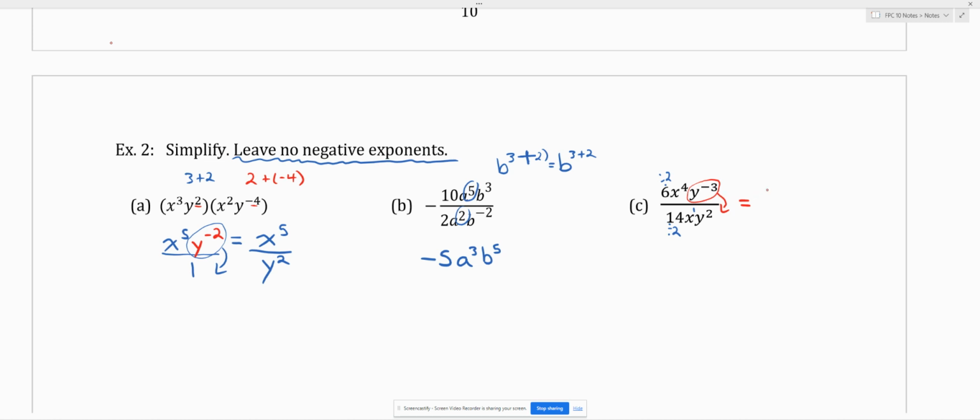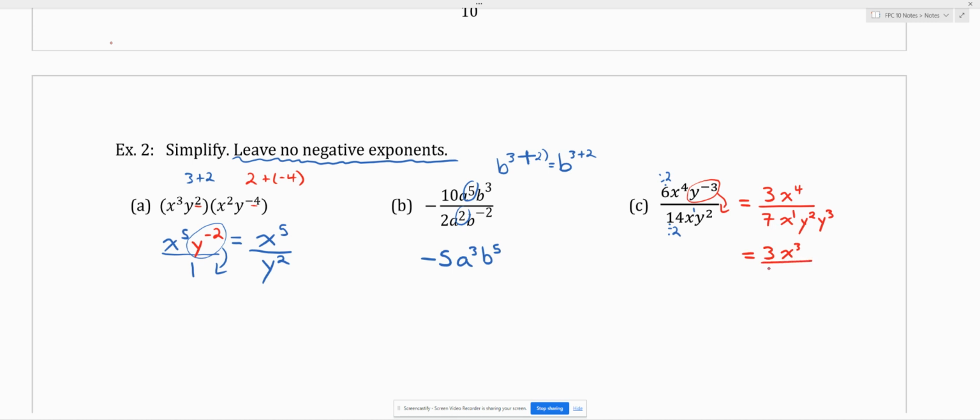So 6 divided by 2 is 3. The x to the 4, I'm going to leave it for now. And now down below, 14 divided by 2 is 7. We have an x to the 1. And now the y squared is there, but the y to the 3 has moved down to join. Now we just have to do one more simplification here. We're going to do 2 steps at once again. The x's are being divided, so I'm going to subtract exponents. So x to the 4 minus 1 is going to give me x to the 3 up top.